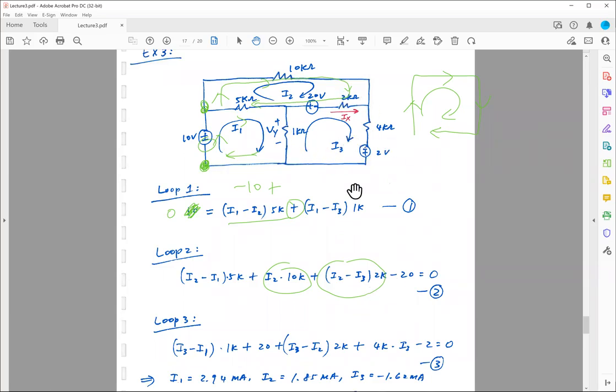Loop number 3. This is my starting point. So clockwise, up to the right, down to the left. When I go up, I see this 1K ohm. This 1K ohm is shared between I3 and I1. So I3 is going to be assumed more dominant than I1. So I3 minus I1, creating a net current flow going upward through this 1K ohm. I3 minus I1 times 1K.